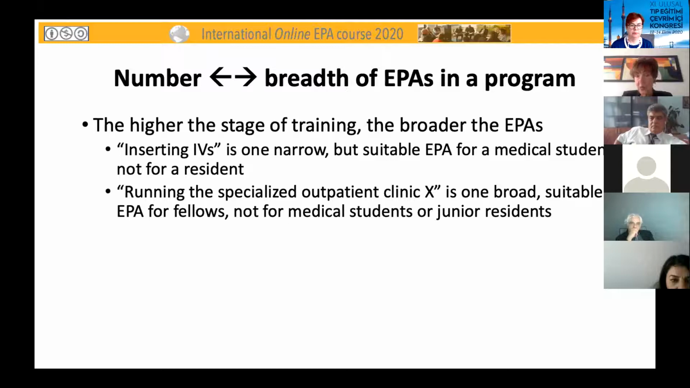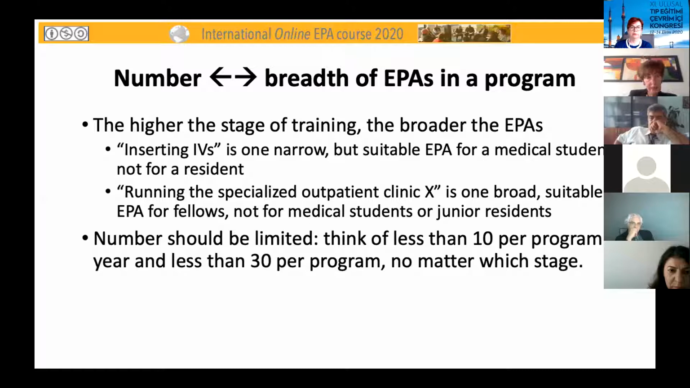The higher the stage of training, the broader the EPAs. And this is an example. Inserting an IV is one narrow but very suitable EPA for a medical student, but of course not for a resident. Because for a resident, you go for an EPA like running the specialized outpatient clinic. That's a broad EPA that's very good for a senior resident or a fellow, but it would be too broad for a medical student or a junior resident.